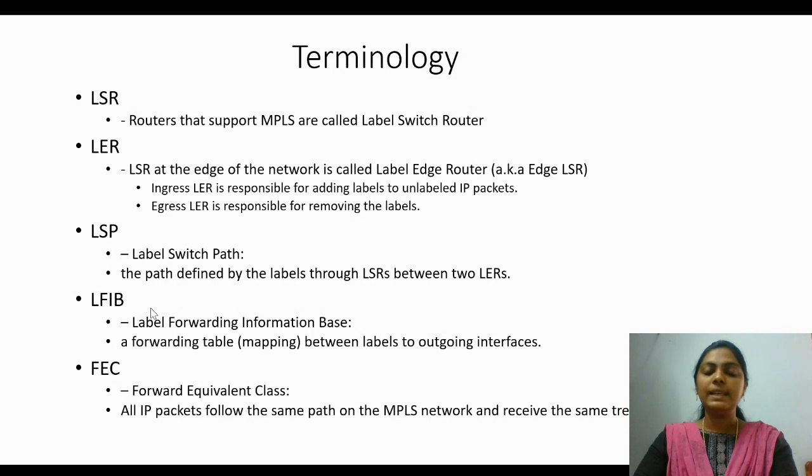And then LFIB, the label forwarding information base. It is nothing but a database or a table that contains the mapping between the labels and the outgoing interfaces. And the last one is FEC, which is forward equivalent class. All the IP packets which have similar characteristics should be forwarded through the same path, and every node will give the same priority to such packets. So that is the forward equivalent class.